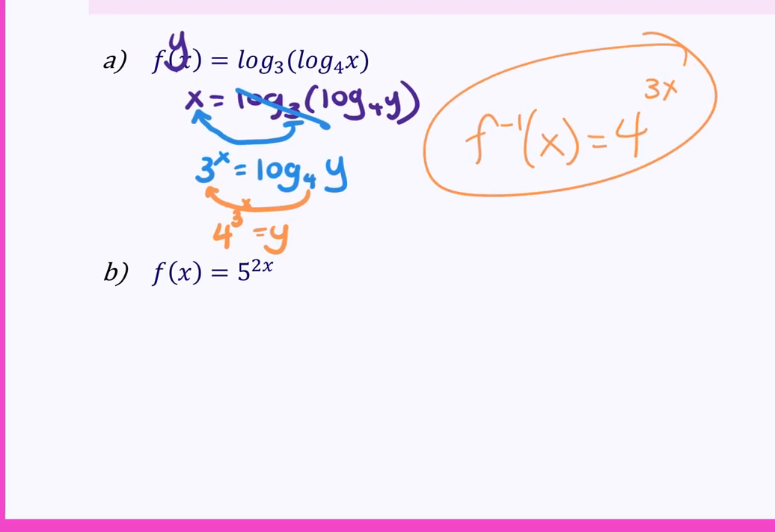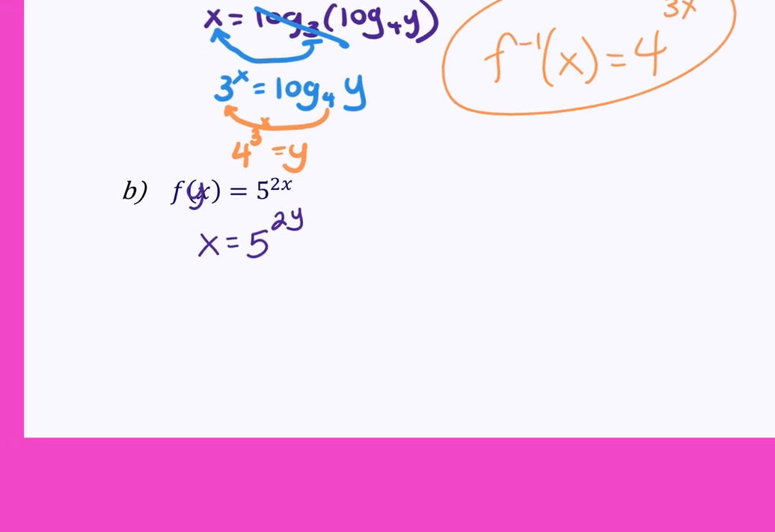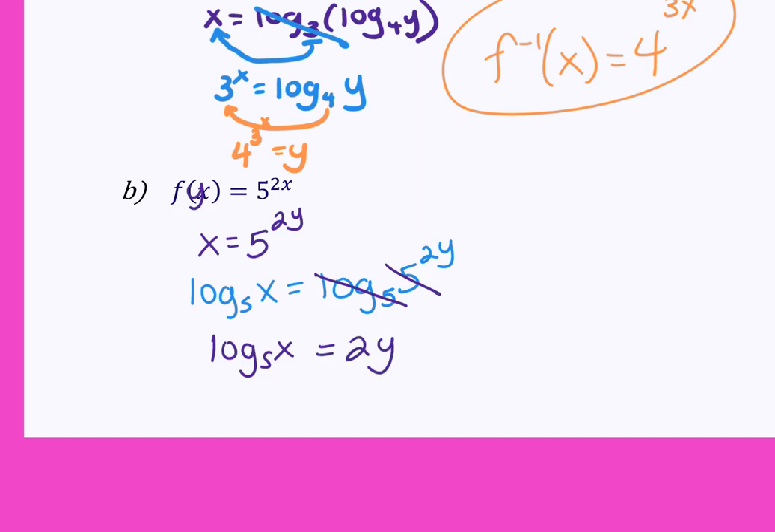Okay, last one. So make that y. X equals 5 to the 2y. How am I going to get at that exponent? I'm going to log both sides, but I want to log what base? Good. Log base 5 of x equals log base 5 of 5 to the 2y. Then what happens? Good. So log base 5 of x equals 2y. Then divide by 2. Be careful. Either the whole log has to go over 2 or I have to multiply by a half. Don't just make the x go over the 2.